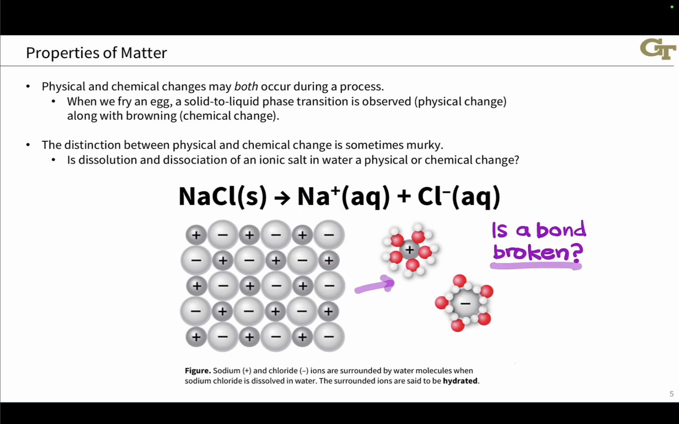But that's sort of debatable whether the ionic bond is a bond in the first place. And so this was one example where whether this was a chemical or physical change was actually debated back in the day. We don't worry about such debates too much nowadays, but it is, I think, worth keeping in mind that this distinction between physical and chemical change can be a little bit murky in some cases.